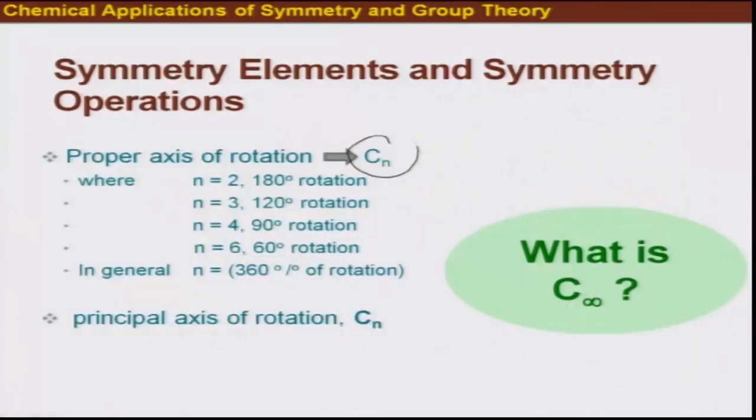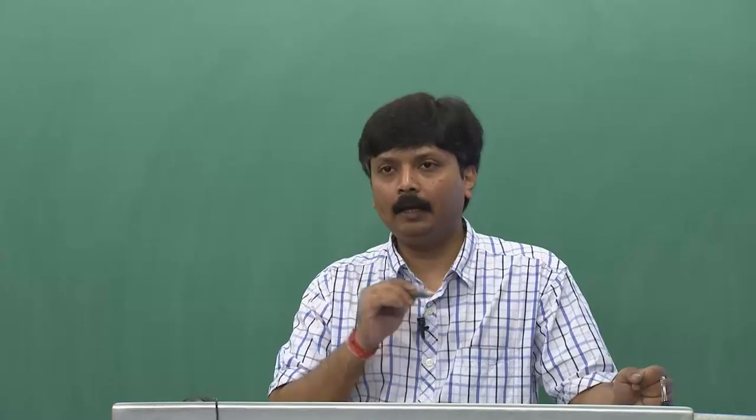Okay. And this axis of proper rotation, this symmetry element, is designated by Cn, C subscript n. Now, in that particular example that I gave you in the last class, we had a 120 degree rotation about that particular axis, which is perpendicular to the triangle. So, what is this n?